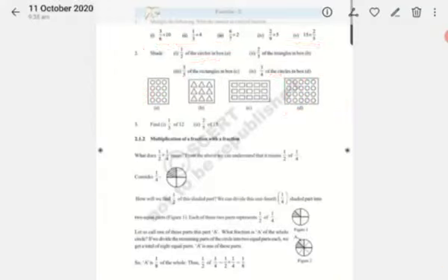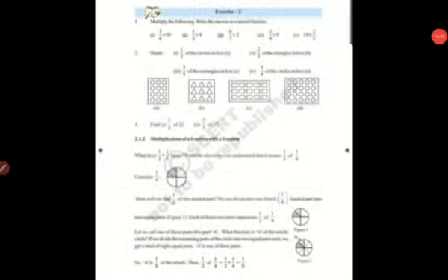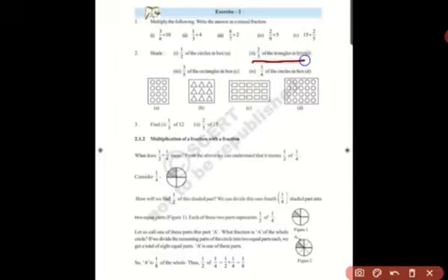Okay, let me take one more. I will take the third part also. This one you do it, and if you have any doubt you can ask me in the Zoom meeting. Okay, so let me do this third. What they're asking, 3 by 5 of the rectangles in box C should be shaded. So 3 by 5 means you have how many columns? 5, 1 2 3 4 5. Okay, so this denominator is representing 5 columns.